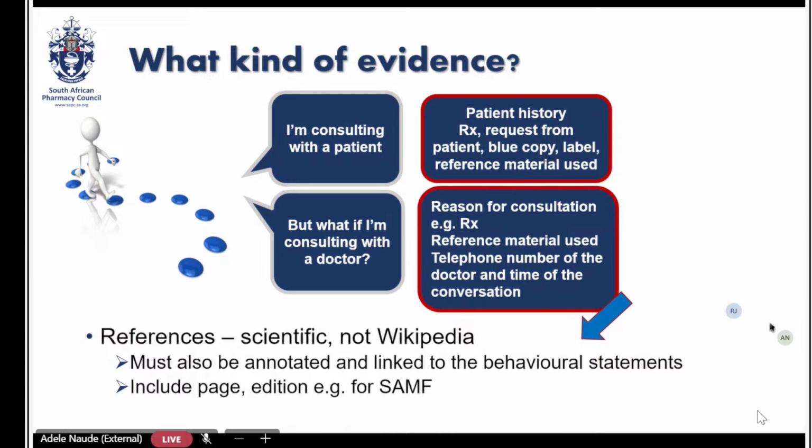Okay, I'm consulting with a patient versus I'm consulting with a doctor. So there will be different types of evidence. If you're consulting with a patient, obviously the patient history, maybe the prescription, a request form from the patient, the labels, the reference material you used, the blue copy that you got. If you're consulting with a doctor, maybe a reason for the consultation. Maybe there was an error on the prescription, or something was unclear on the prescription. The telephone number of the doctor, the time of the conversation, the reference material used. Remember, your references should be scientific. Wikipedia is not scientific. AI is not scientific. It should be scientific references, and it must also be annotated and linked to the behavioral statements. And remember to include the page, the edition, or the section that you've used.